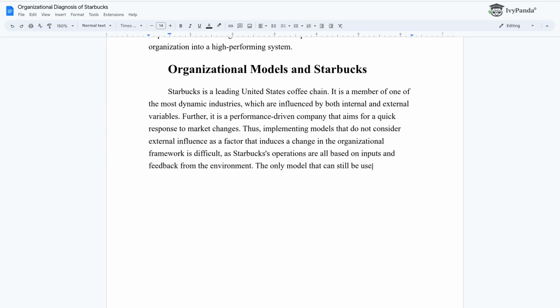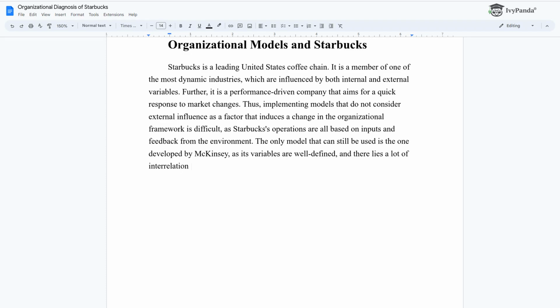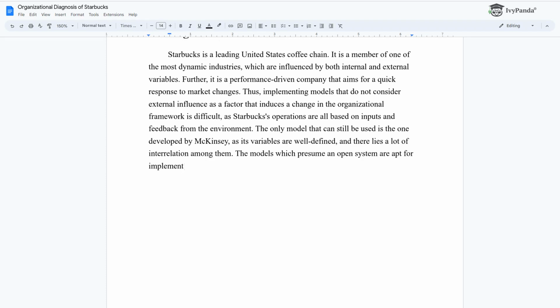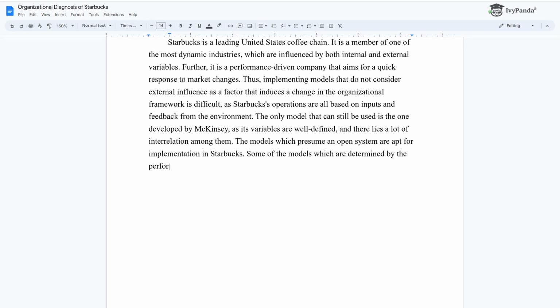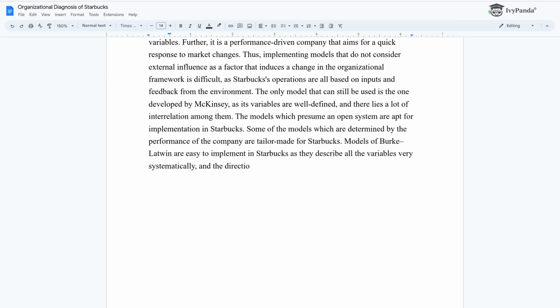The only such model that can still be used is the one developed by McKinsey, as its variables are well-defined, and there lies a lot of interrelation among them. The models which presume an open system are apt for implementation in Starbucks. Some of the models which are determined by the performance of the company are tailor-made for Starbucks. The Burke-Litwin model is easy to implement in Starbucks as it describes all the variables very systematically, and the direction of effective flow is also clearly defined.